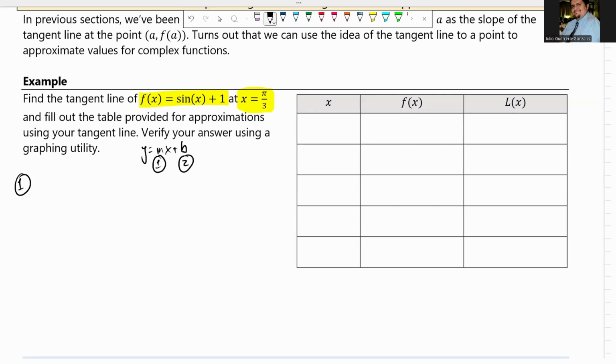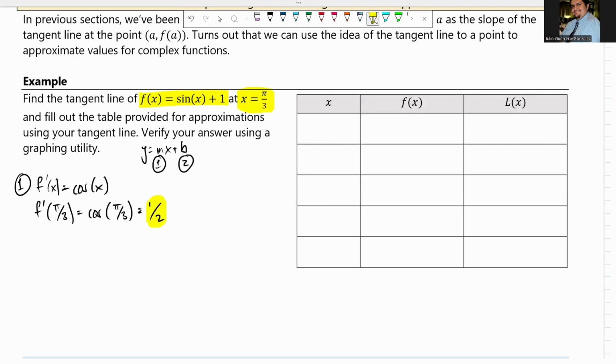In order to do that, I need f prime of x, right? We need f prime of the original. So the derivative of sine is cosine. The derivative of 1 is 0. So that's it, done. I need it at a specific point, so I'm going to go ahead and do pi over 3. So this is cosine of pi over 3. That is 1/2.